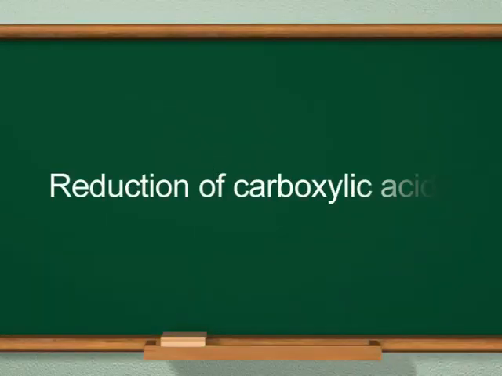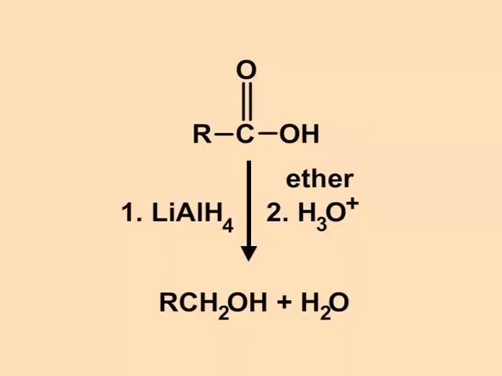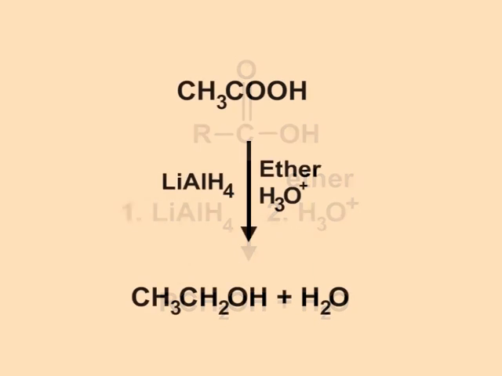Reduction of carboxylic acids. Carboxylic acid is reduced with lithium aluminium hydride in presence of ether to form primary alcohol and water. R here is hydrogen or alkyl group. Let us take an example. Ethanoic acid reacts with lithium aluminium hydride and forms ethyl alcohol and water as shown on the screen.